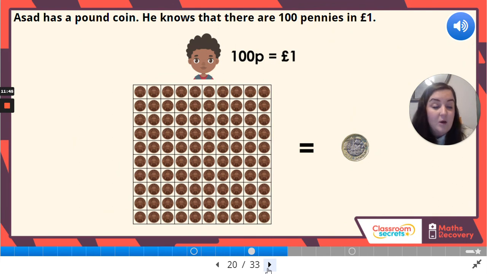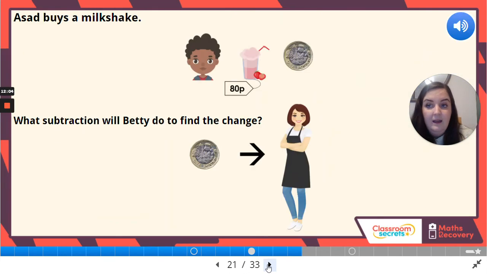Asad has a £1 coin, but he knows there are 100 pennies in £1. So all of these pennies, imagine this is 100 square like we use in school, and they've each got a 1 penny on them. All together, that is the same as using a £1 coin. He wants to buy a milkshake that costs 80p. What subtraction will Betty do to find the change?